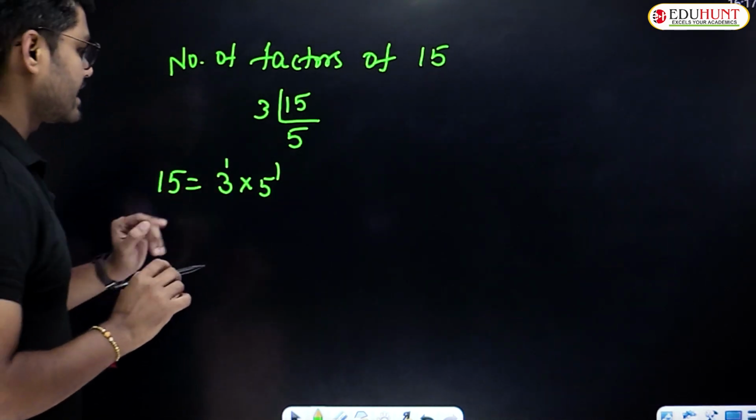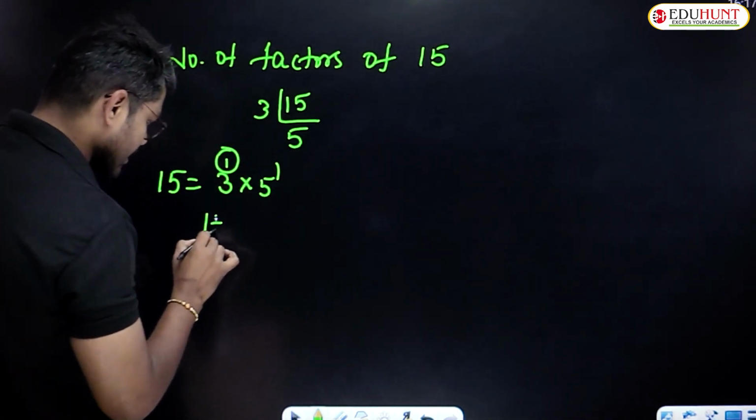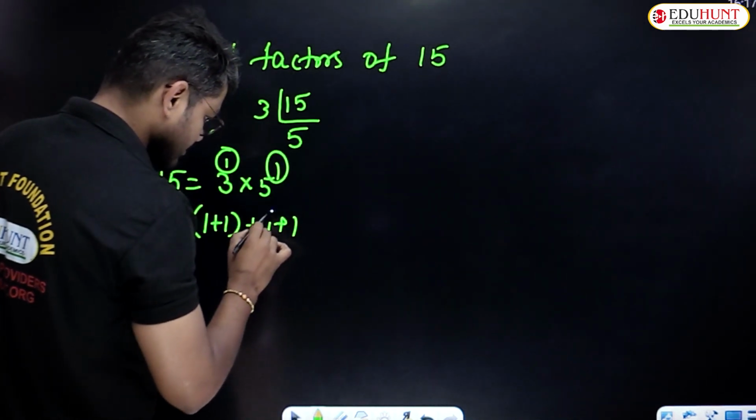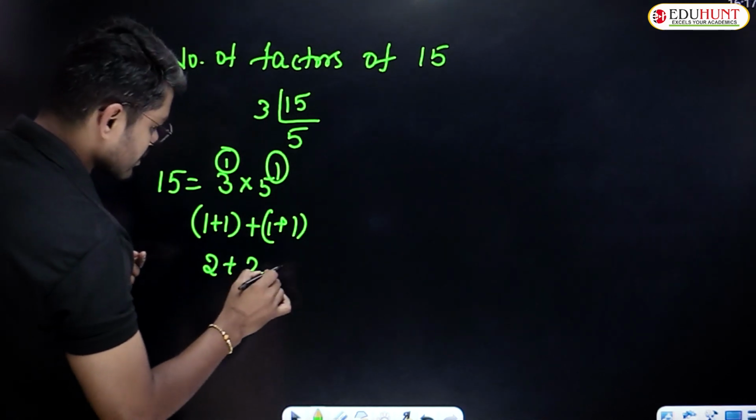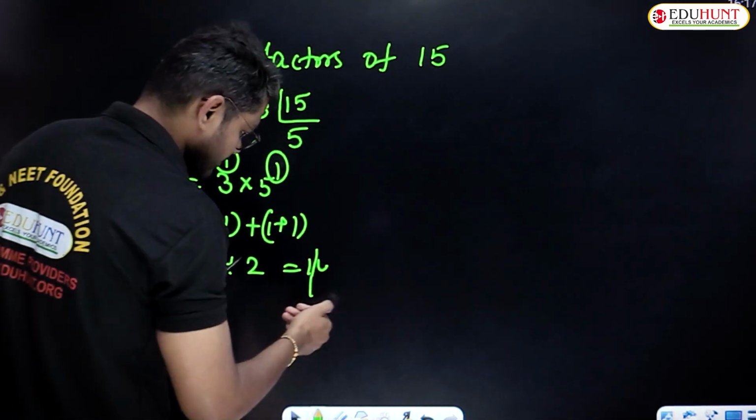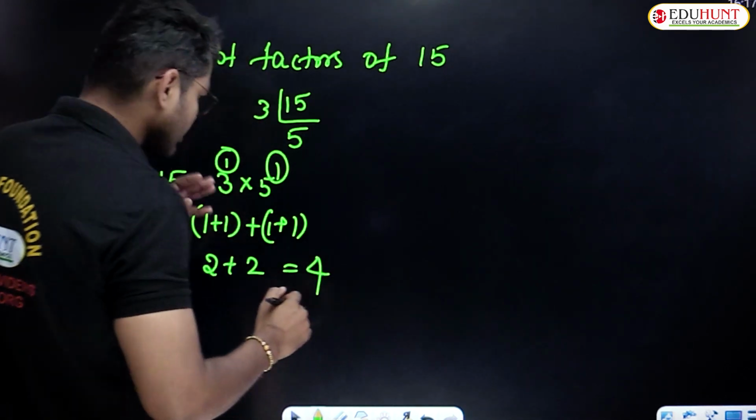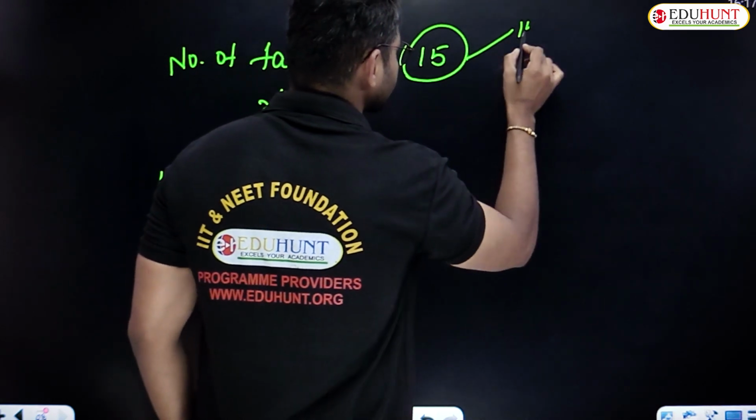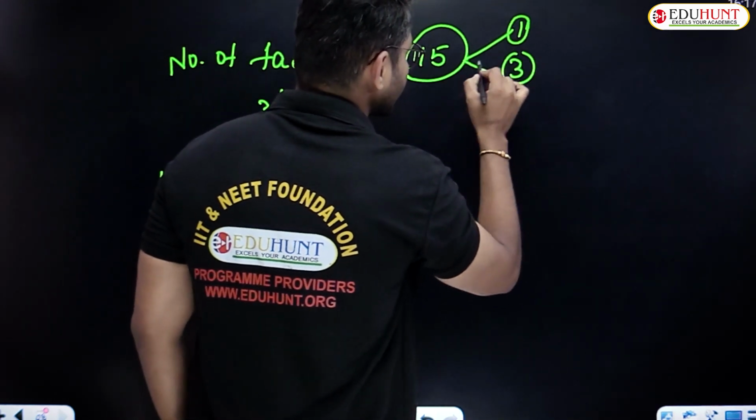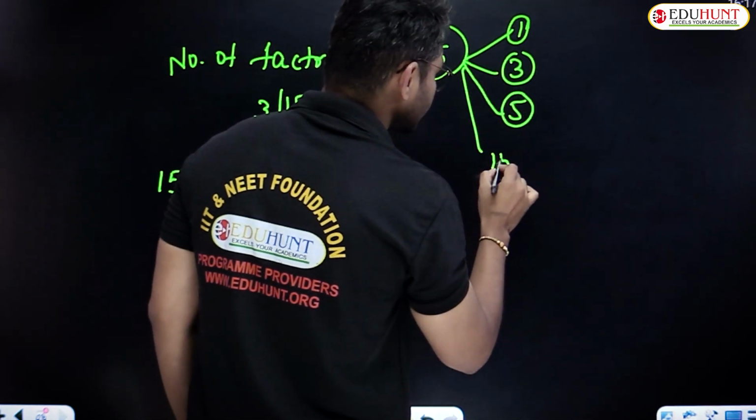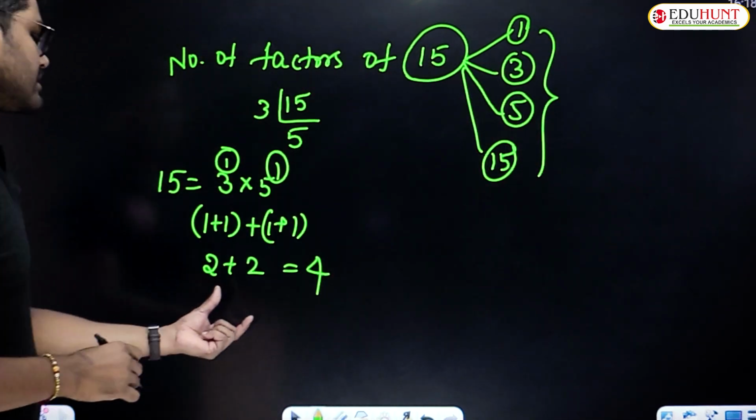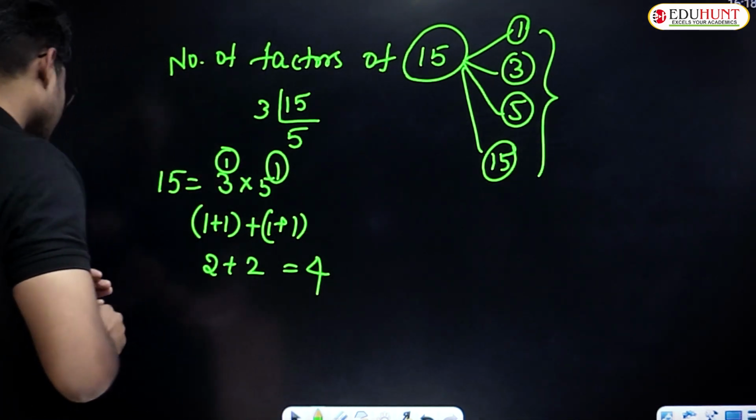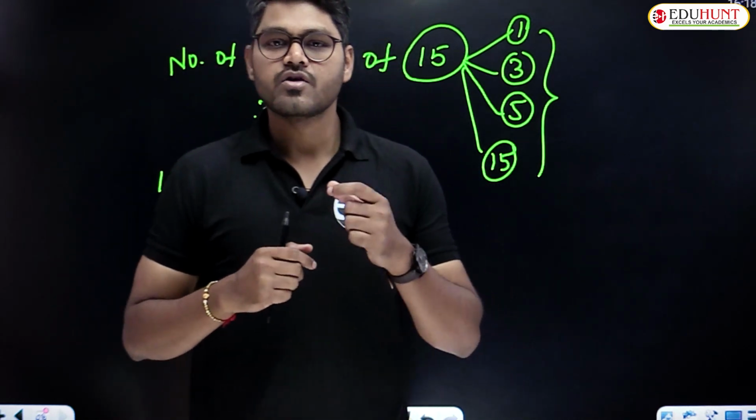Here take the bases aside and take the powers. 1, add 1 to the power. Okay, and plus add 1 to the power. So here 2 times 2, that is 4. So let's check whether this is correct or not. 15, 1 is a factor, and 3 is a factor, 5 is a factor, and 15 itself is a factor. Therefore 4 are there. So the answer for this question is 4. In this manner only you have to solve this type of questions for number of factors. Okay, students?